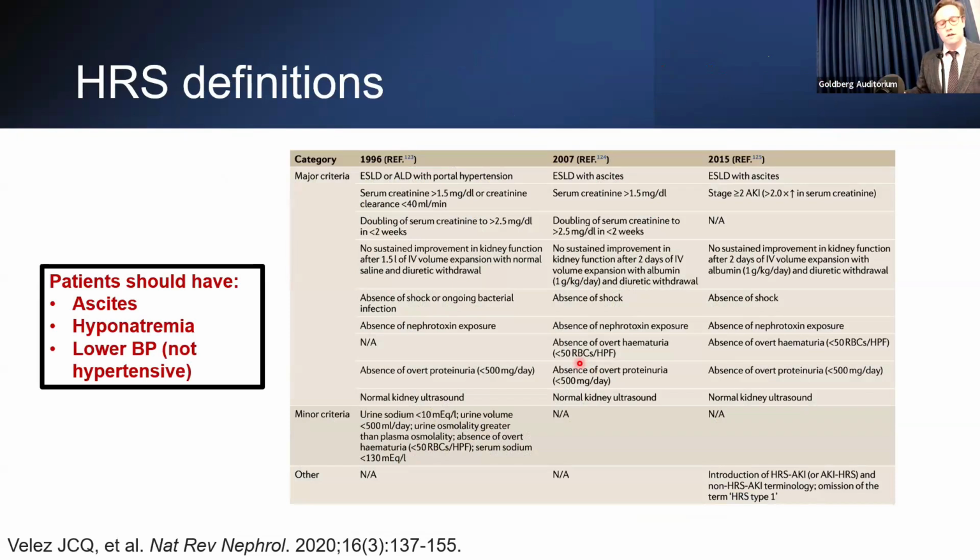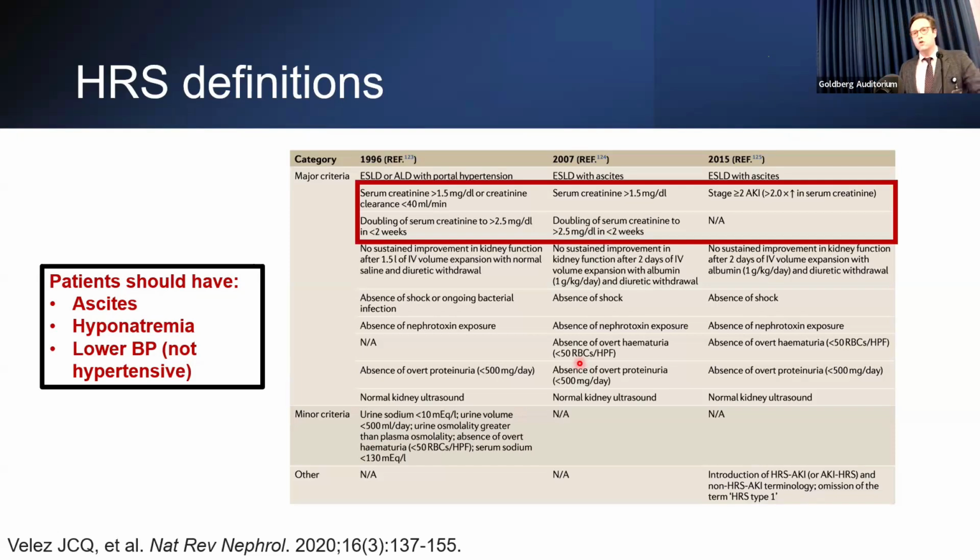Why is HRS confusing? Well, the definitions have changed. Every generation of doctor in this room has been taught a different definition of HRS in medical school. And when we look at these things here, what stands out? Well, first of all, you need the proper hormonal milieu to support HRS. What does that mean? You need to have ascites, you will likely have hyponatremia, and you will maybe not be frankly hypotensive, but you should not be hypertensive based on everything we just talked about.